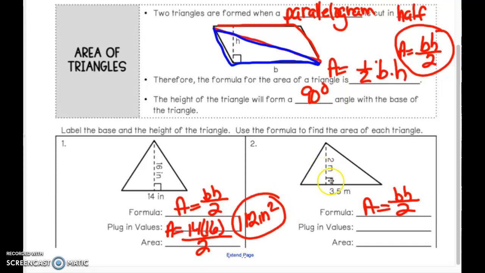Off to the side here, if you can see it, we now have another triangle where the base is 3.5. The height is 2 because it forms a right angle. Let's plug in our values. 2 times 3.5 divided by 2, and that's our area. If you multiply 2 times 3.5, then divide it by 2, you could cancel those out, save yourself some time. But if you can't see that right away, just do the multiplication and division. It's 3.5 meters squared.